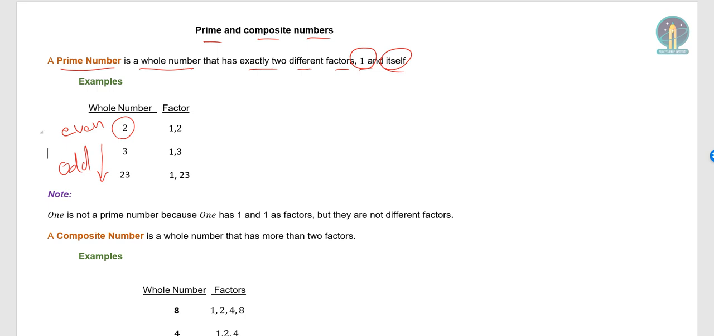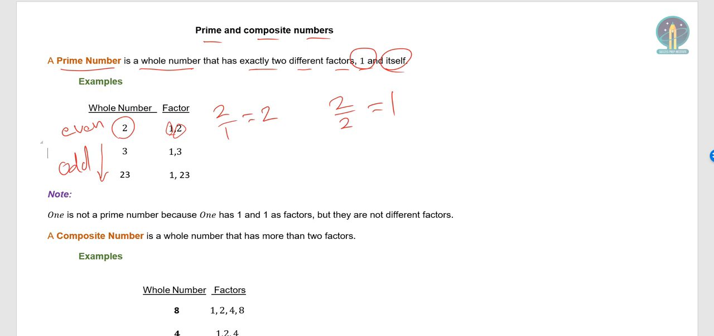And again, it is a prime number because the factors of 2 are 1 and 2 itself, because 2 goes into 1, giving 2, and then 2 divides by 2, giving 1. There are no other factors for 2 beyond 1 and 2, so it is considered a prime number.